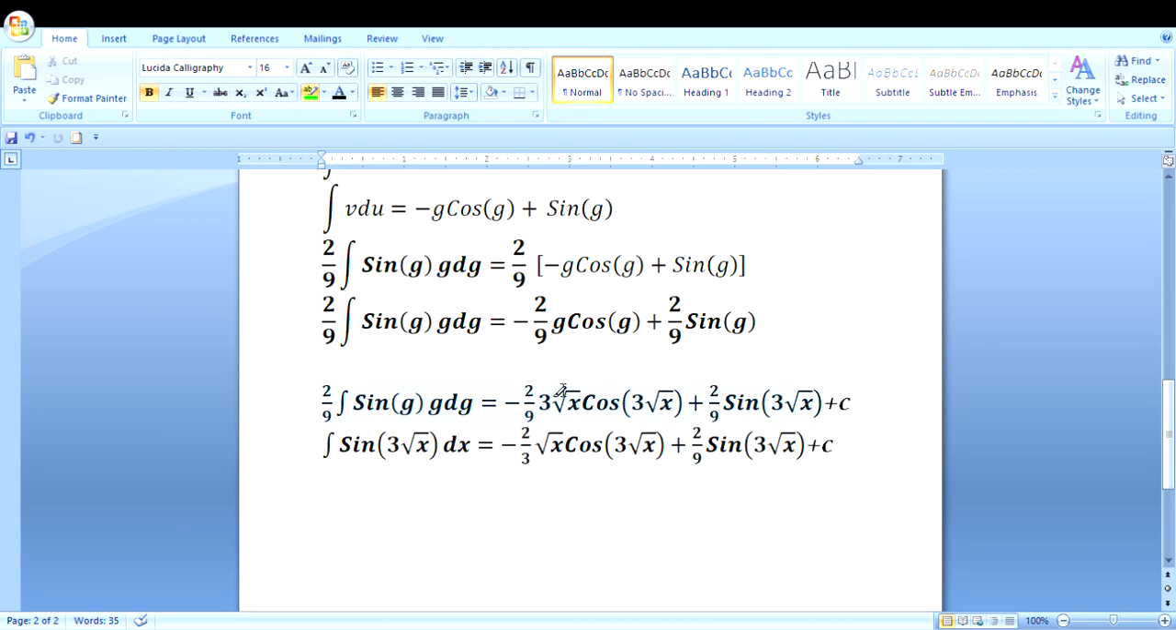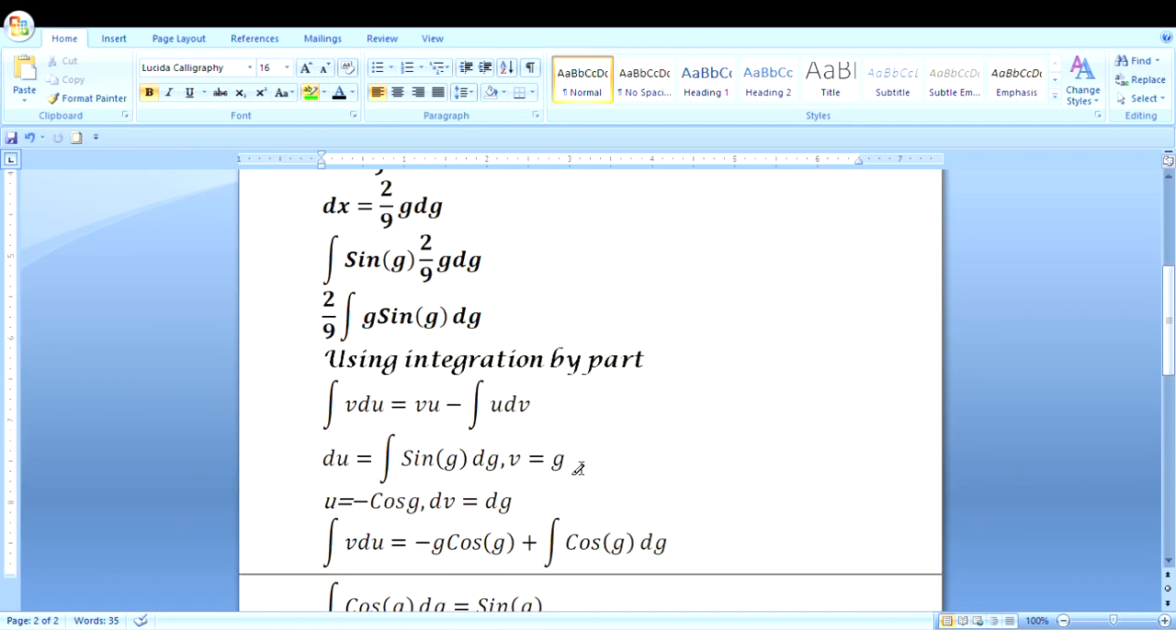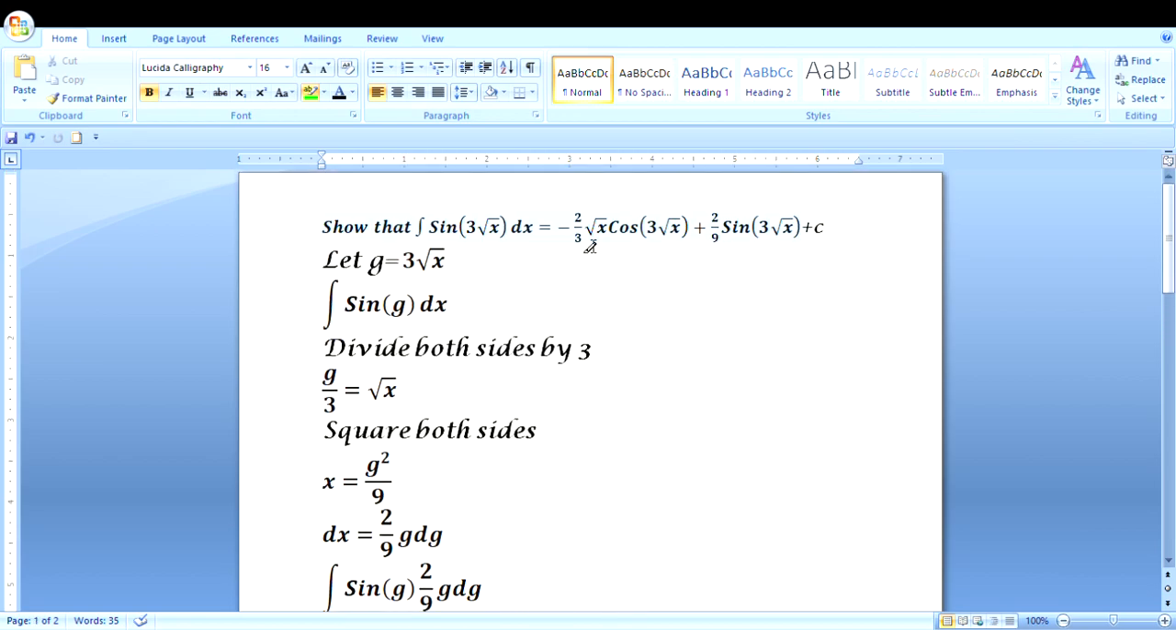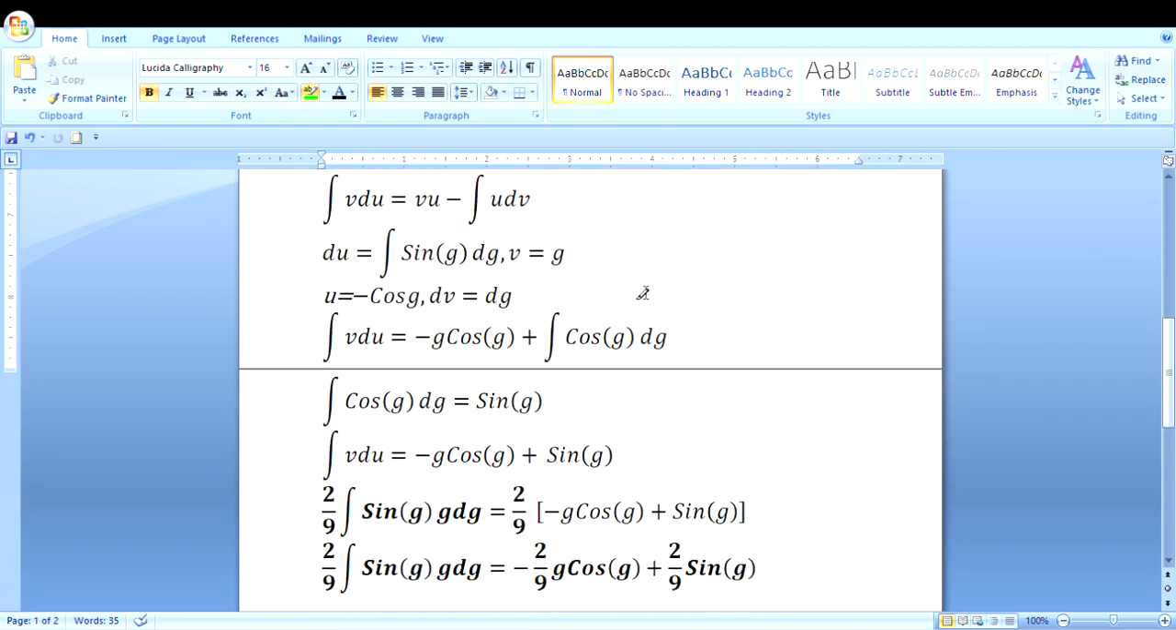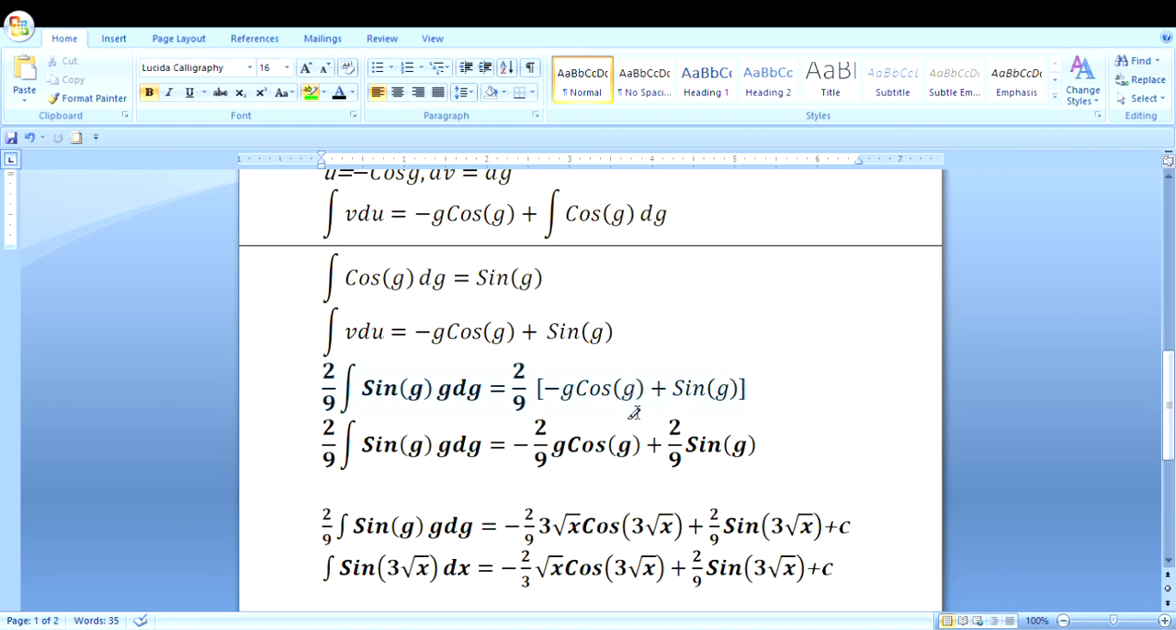Here, 3 into 3 is 1, 3 into 9 is 3. So this becomes minus 2 over 3 root x cos 3 root x plus 2 over 9 sine 3 root x plus c, where c is an arbitrary constant. Now, if you compare your result with what is shown here, you see that they are exactly the same. So this is the most appropriate way of evaluating this integral.